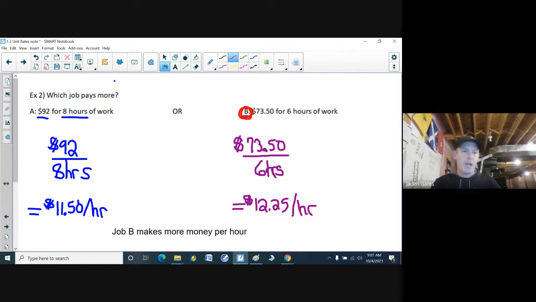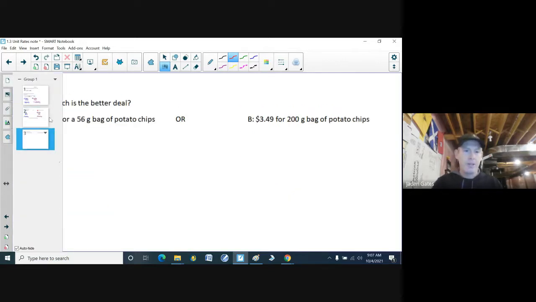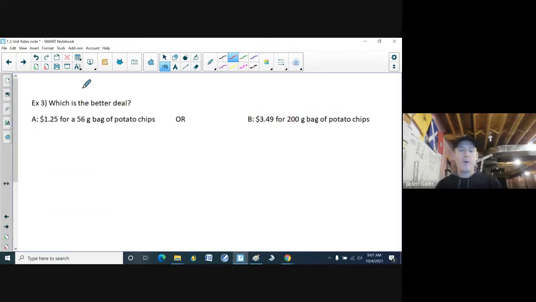Now here's a common use of unit rates. Which is the better deal? This is for all you Costco lovers out there. All right, so we got $1.25 for a 56-gram bag of potato chips, and then we got $3.49 for a 200-gram bag of chips. So again, I'm going to find the unit rate and compare. I'm going to take my dollars, $1.25, and divide it by my 56 grams.